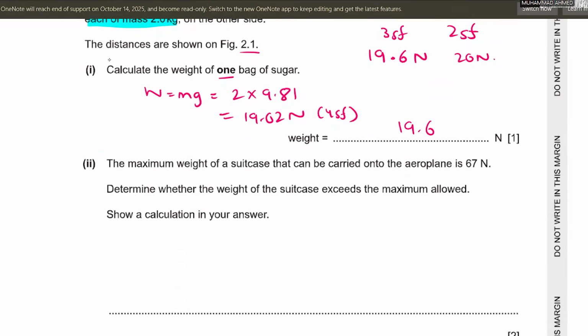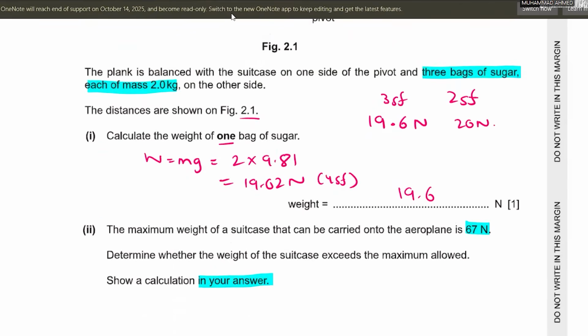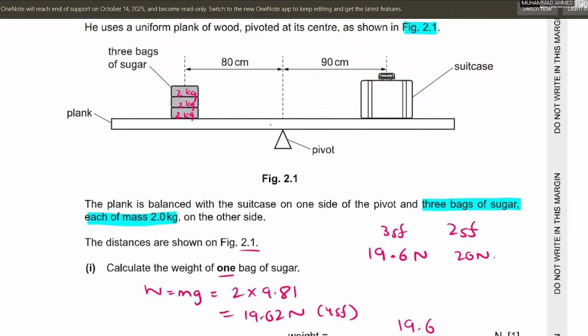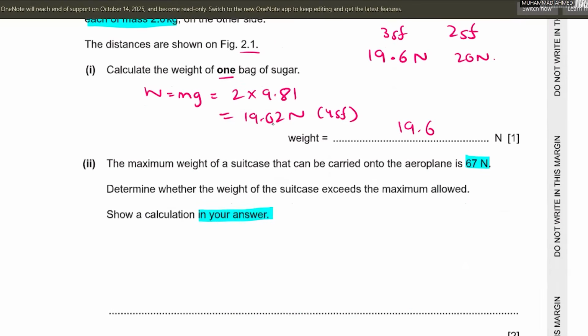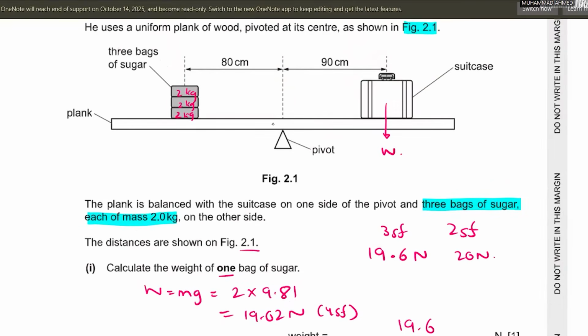Now let's see ahead. The maximum weight of a suitcase that can be carried on the aeroplane is 67 Newton. Determine whether the weight of the suitcase exceeds the maximum allowed. Show a calculation in your answer. So basically what do we have to do? We have to calculate the weight of the suitcase, and we have to see whether it exceeds 67 Newton or not. Okay. How will we do it?